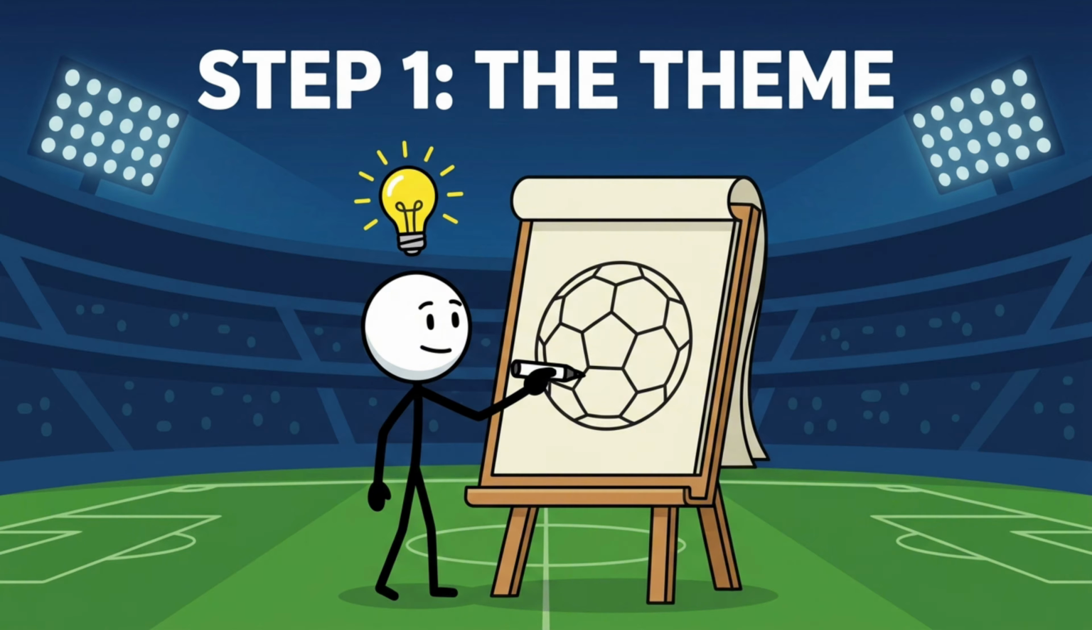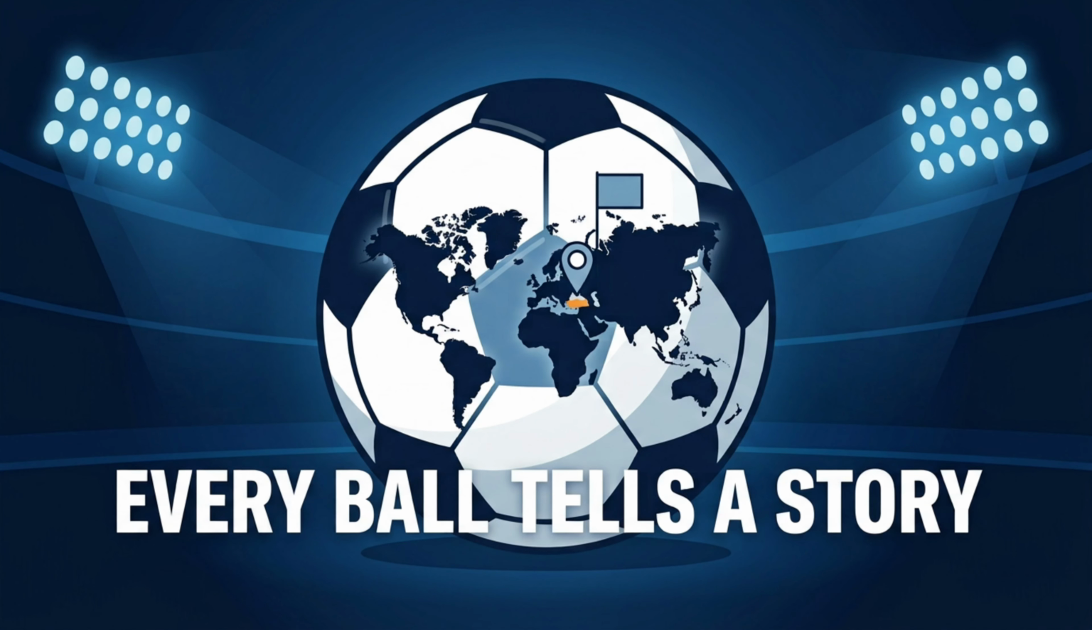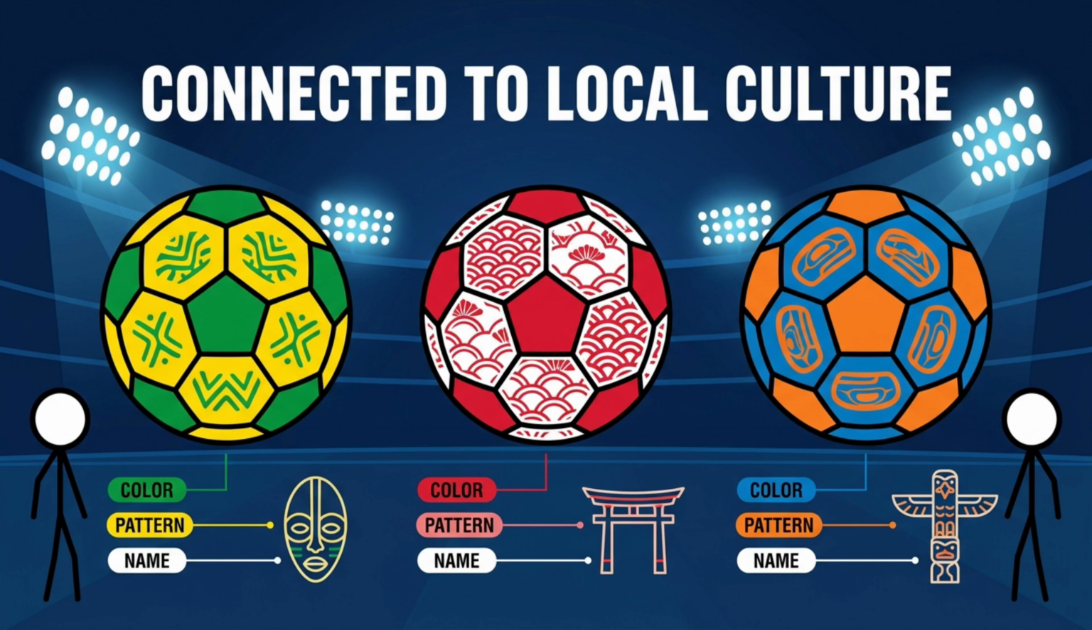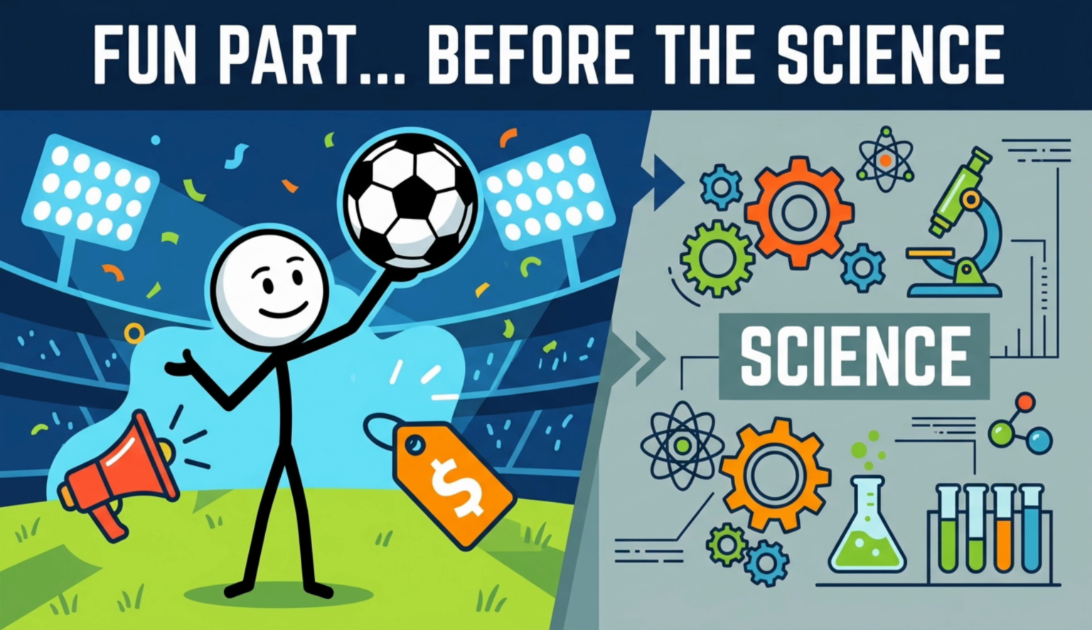So designers start with a theme first. Every World Cup ball tells a story about the host country. The colors, the patterns, even the name usually connect to local culture. This sounds like a marketing gimmick. It kind of is. But it's also the fun part before the science gets brutal.